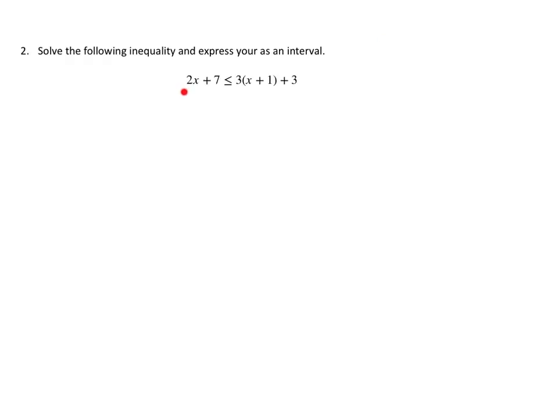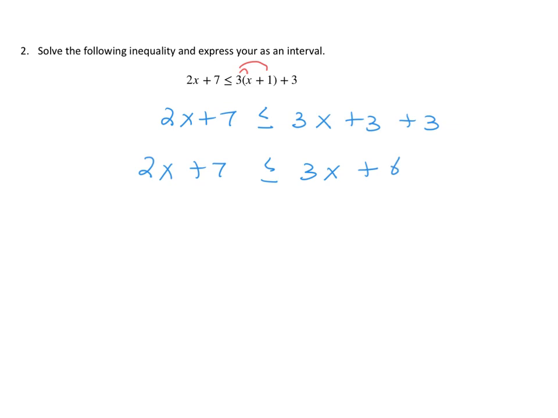Let's solve this linear inequality and express our answer as an interval. Solving a linear inequality is much like solving a linear equation. The first step should be, if there's parentheses, let's multiply things out and then combine any like terms. So I'm going to take this 3 and multiply it to both terms here. We get 2x + 7 is less than or equal to 3x + 3, and we have plus 3 again. Now I'm going to simplify the right-hand side. That's really 3x + 6.